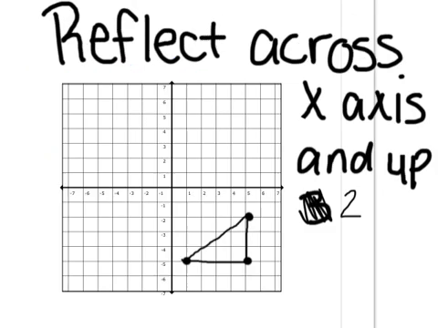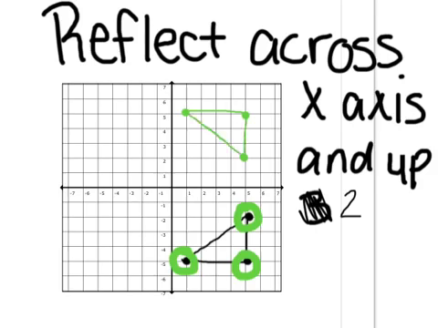Since we're reflecting across the x-axis, this first point, which is at 5, -2, becomes 5, 2. The point at 5, -5 becomes 5, 5. And the point at 1, -5 becomes 1, 5. So now it has been reflected across the x-axis.